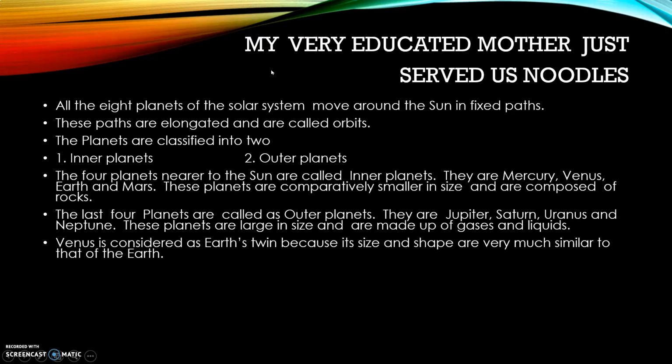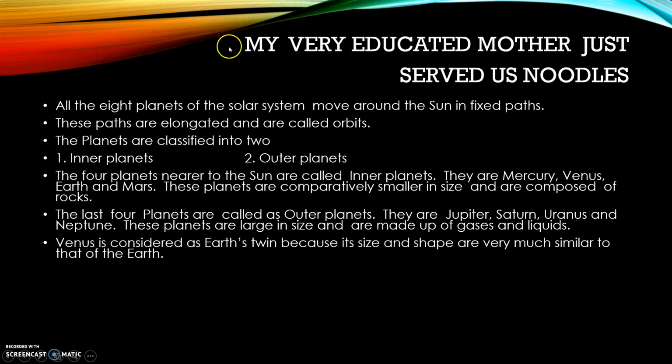Then, if you take all the first letters from the words of the sentence, you can say the 8 planets. See, my, what is the first letter? M. So Mercury. Very, what is the first letter? V. V means Venus. See, educated, what is the first letter? E. Earth, E for Earth. M for Mars. J for Jupiter. S for Saturn. U for Uranus. And N for Neptune. Like this.